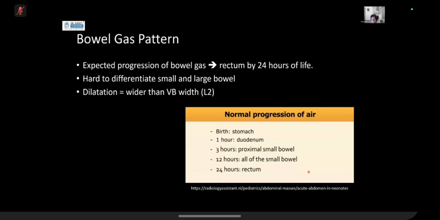Whenever you're interpreting an abdominal X-ray of a neonate, particularly if it's the first ever X-ray, it's important to speak to the clinicians if you are not sure, and if you don't see a normal bowel gas pattern, to find out when this was taken.